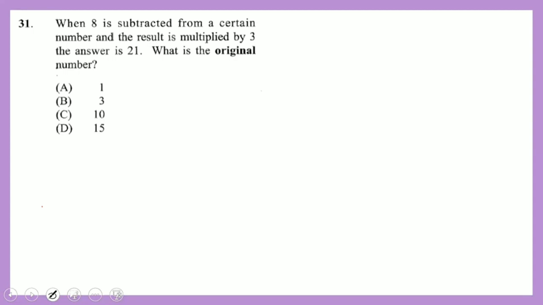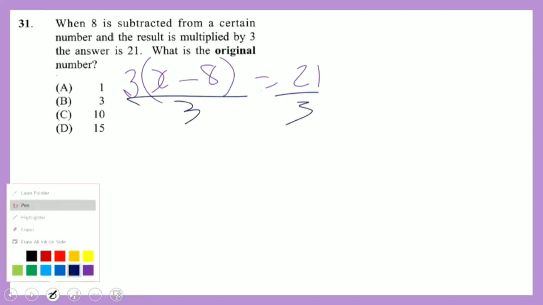When 8 is subtracted from a certain number and the result is multiplied by 3, the answer is 21. So that's the number minus 8, the result is multiplied by 3, and the answer is 21. You can write down one simple equation from that, and you want to find out the x. You can solve it two different ways: you can expand the bracket, or you can divide by 3. I'm assuming most persons would have expanded, so let me do that.